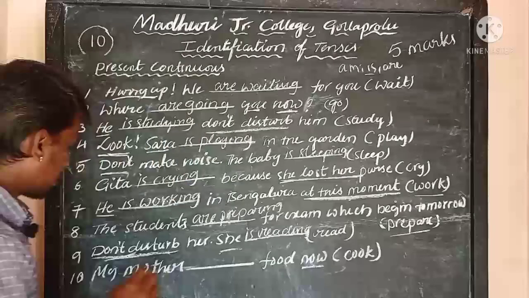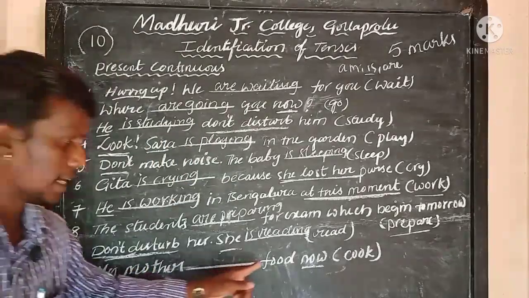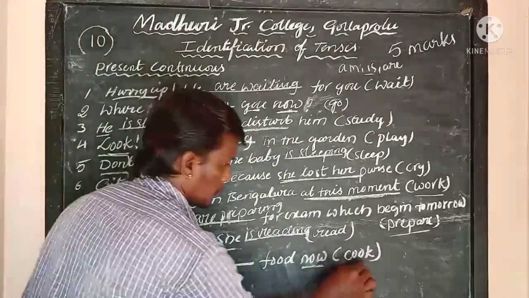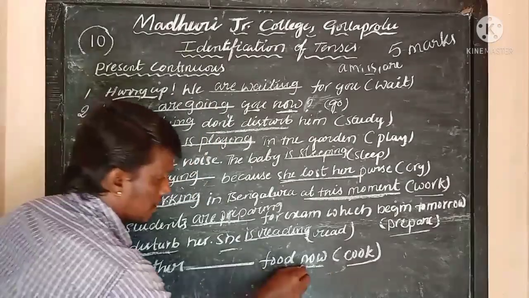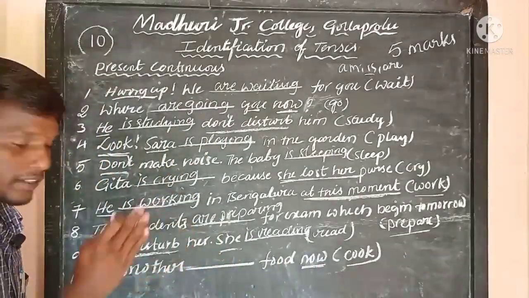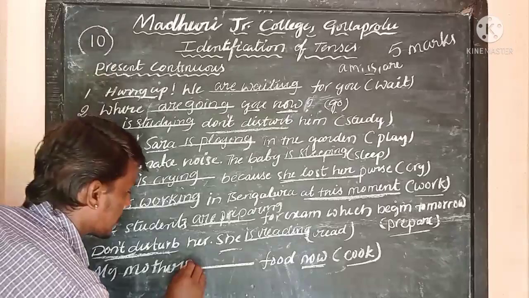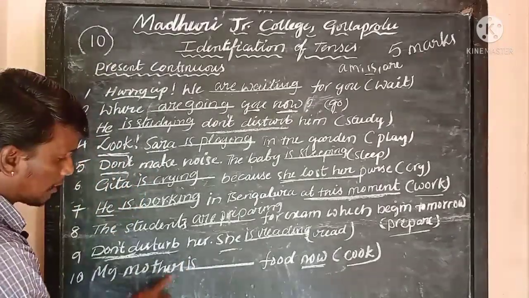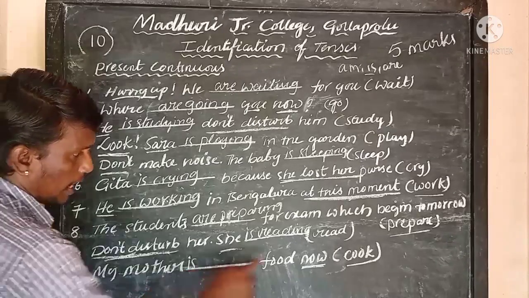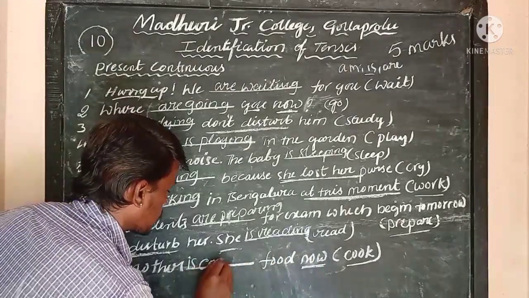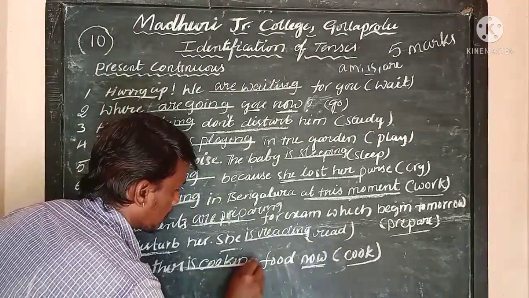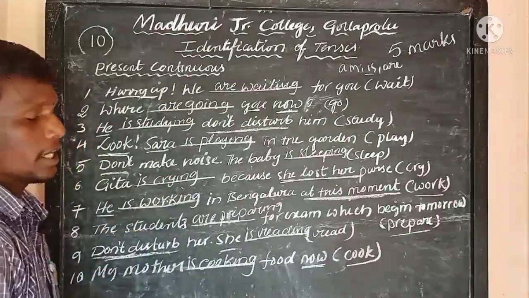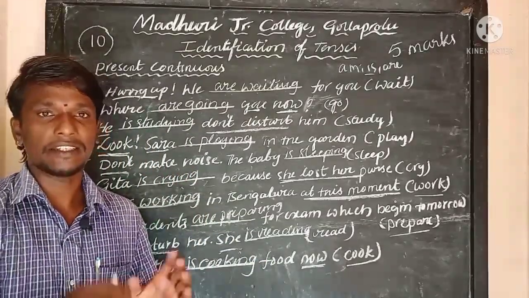reading. Now coming to my mother dash food now. The verb is cook. As now indicates the action which is going on at the time of speaking, it should be written in present continuous tense. My mother, as my mother is a singular subject, the right be form is is, and what's the verb here? Cook. Cook plus ing form, cooking. So this is how the present continuous tense is identified.